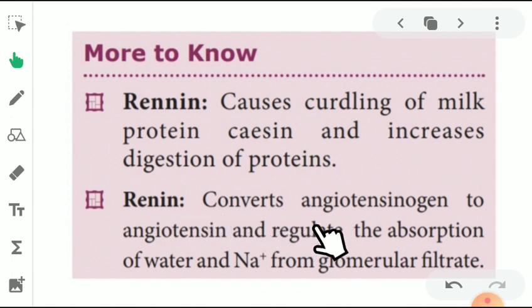Renin converts angiotensinogen into angiotensin, which regulates the absorption of water and sodium from the glomerulus. The glomerulus is present inside the kidney, in the excretory system.